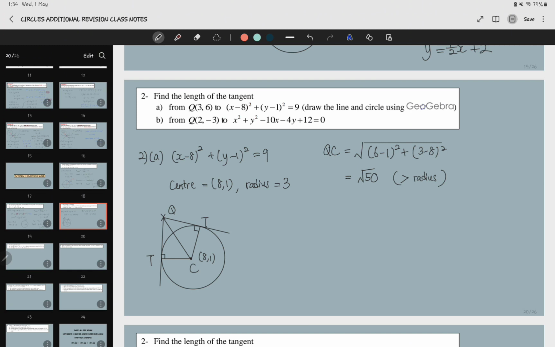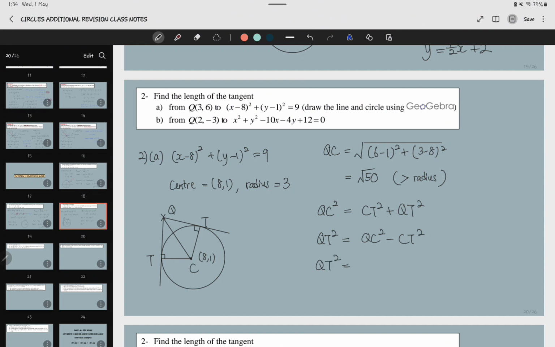So how do we do it? We use the Pythagoras theorem. So QC squared equals CT squared plus QT squared. Now we want QT squared, right? So QT squared equals QC squared minus CT squared. So QT squared is what? We are wanting to find it now.